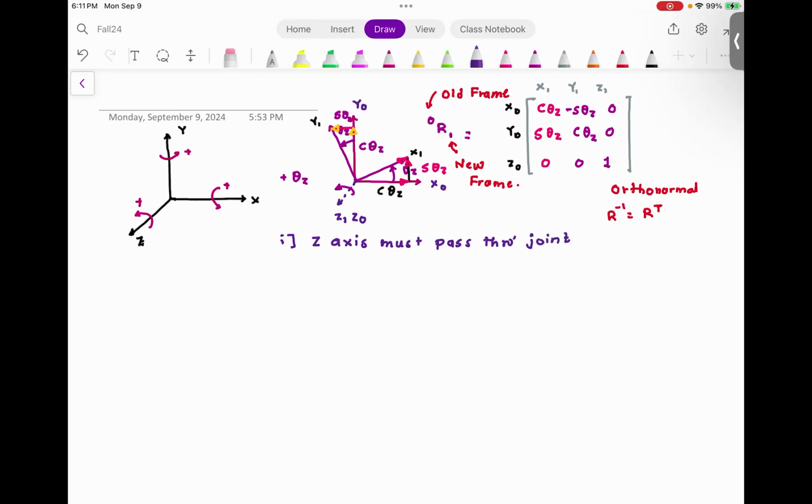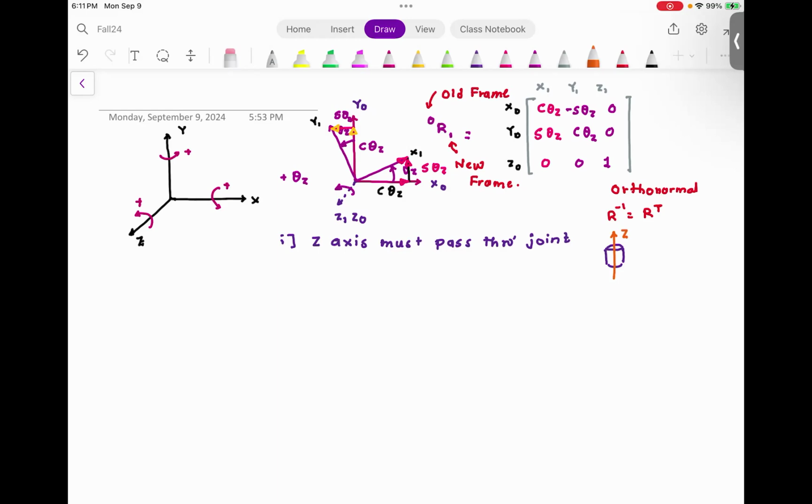There are two types of joints. One is a revolute joint. So if you have a revolute joint or a hinge joint, the direction of rotation is this, which means your Z axis should go up or down, but it needs to be along the axis.